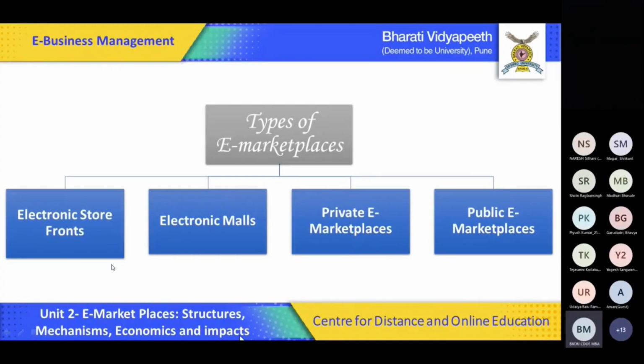Then again, let's talk about private e-marketplaces. Private e-marketplaces are those owned and operated by a single company, like Starbucks.com, Dell.com, Target.com, United.com. They sell from their website. That is why it is known as a private e-marketplace. Private markets are either sell side or buy side. It means in a sell side e-marketplace, a company will sell either standard or customized products to individuals or to businesses.